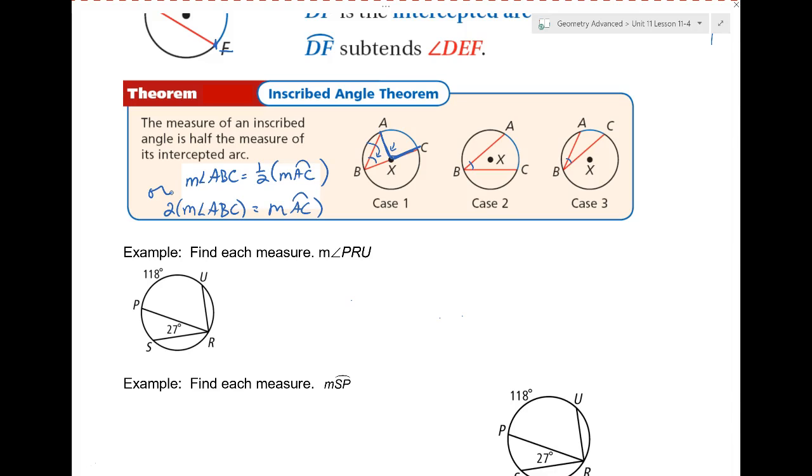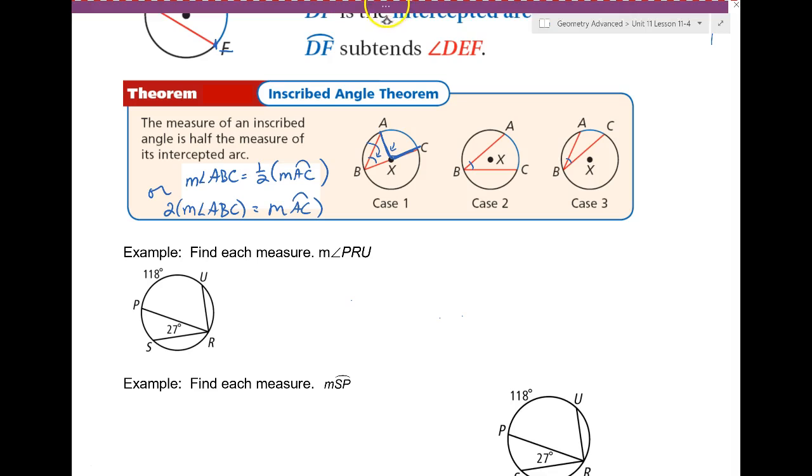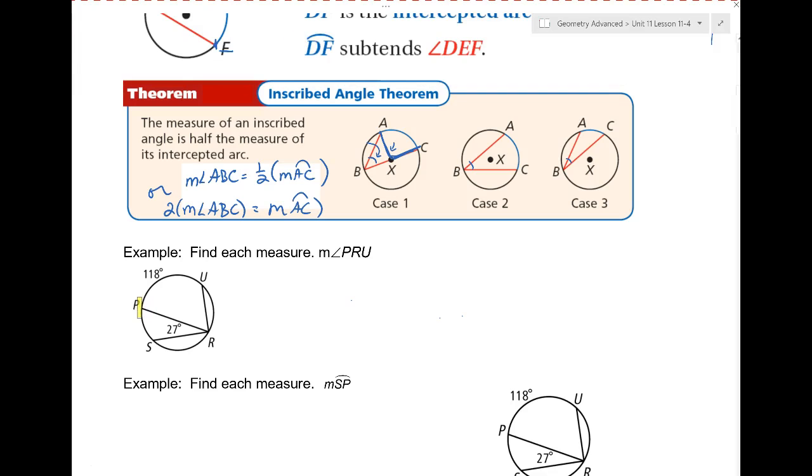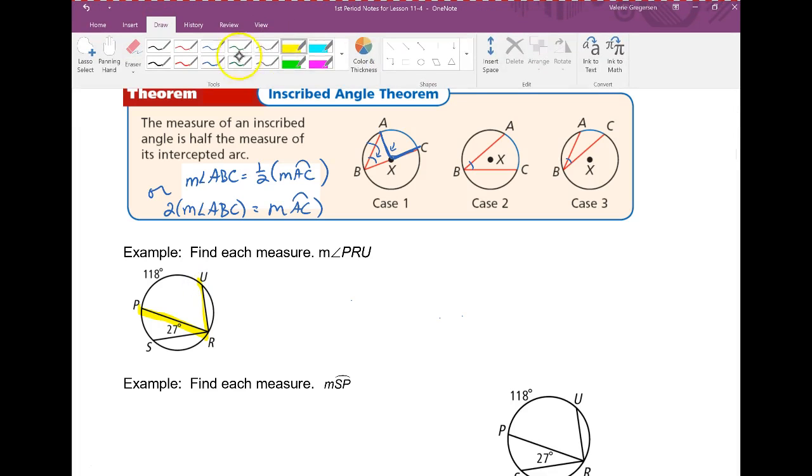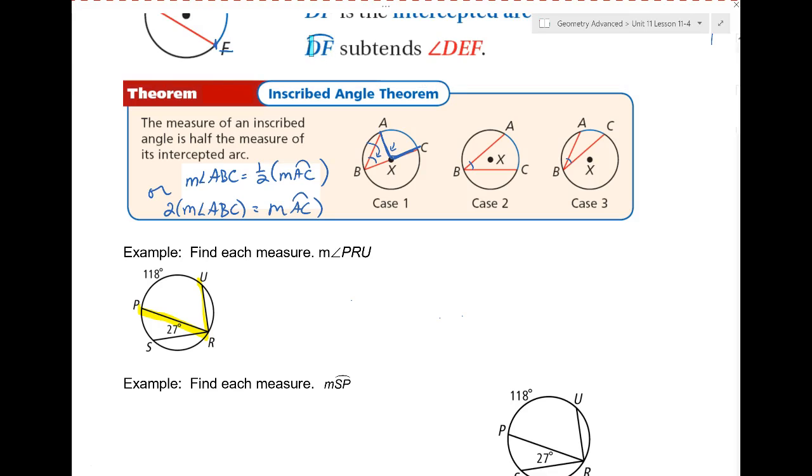All right, so looking at this, let's look at the first one. You have to be really good at figuring out which arcs and which angles go together, which intercepted arcs go with which angle and which angle subtends, that type of stuff. So let's look at the first one. It says, find the measure of angle PRU. I'm looking for this angle. Now guys, here's my question. What is that angle's intercepted arc? Yeah, arc PU.